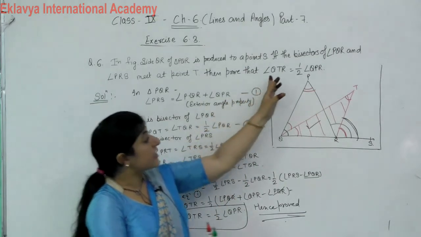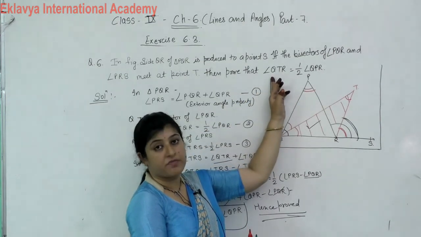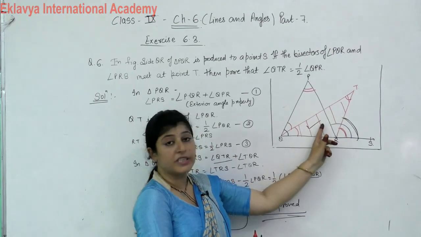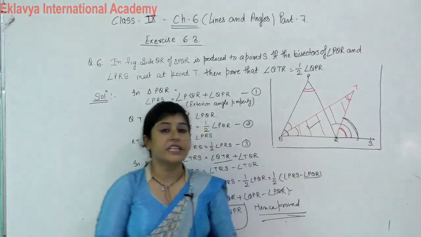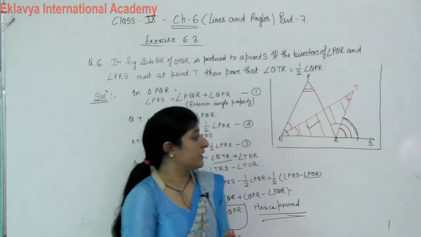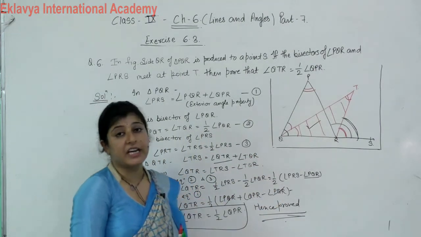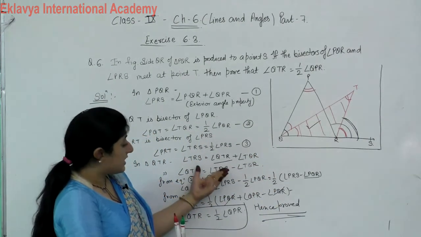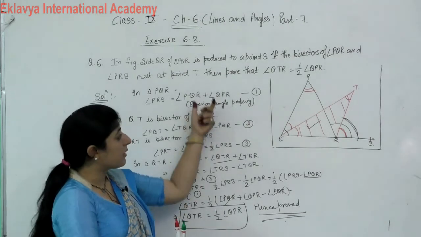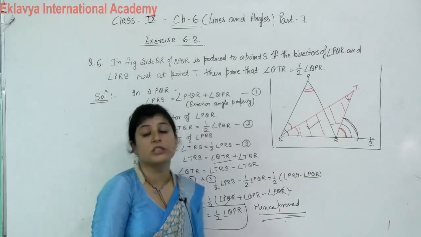Now, in the question we need QTR. In this triangle QTR, TRS becomes an exterior angle. Then we apply the exterior angle property on TRS. Then we will use the above equations and solve this question.